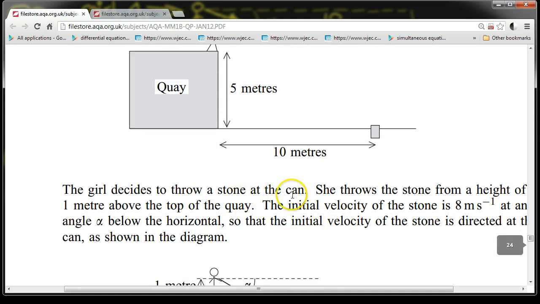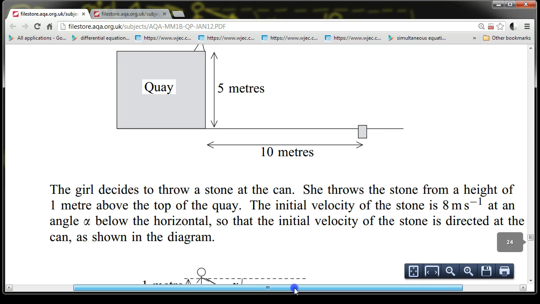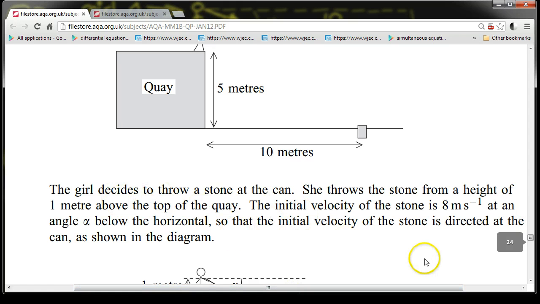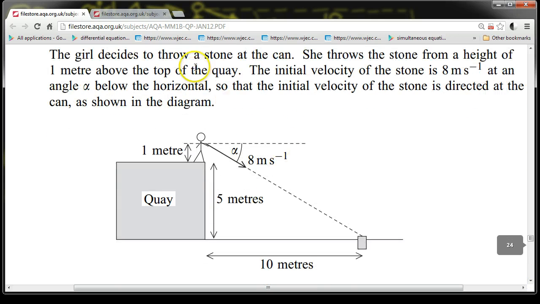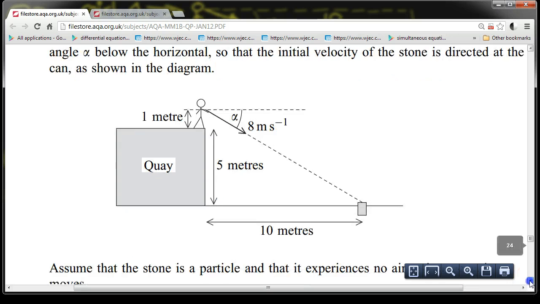The girl decides to throw a stone at the can. She throws a stone at a height of 1 meter above the top of the quay. The initial velocity of the stone is 8 meters per second at an angle alpha below the horizontal, so that the initial velocity of the stone is directed at the can, as shown in the diagram.